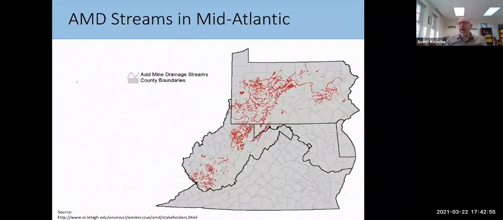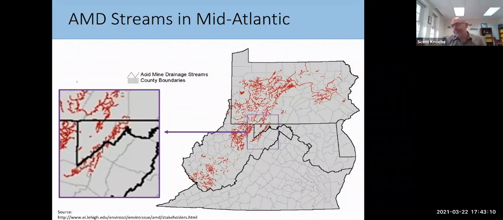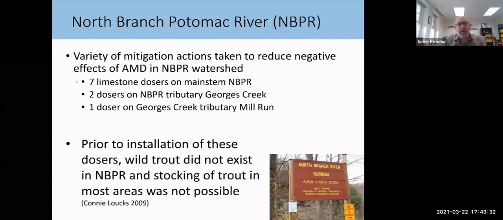So here's a map of AMD, or acid mine drainage, in the mid-Atlantic. Pennsylvania's got a major problem with it still. West Virginia has a major problem with it. As you can see, Western Maryland is just the small part of Maryland that is in the Appalachian Mountains, but before AMD remediation, there were about 450 stream miles affected, 270 miles in the Potomac River Basin, and it caused some very serious problems, especially in the North Branch of the Potomac River, which forms the boundary between Maryland and West Virginia.